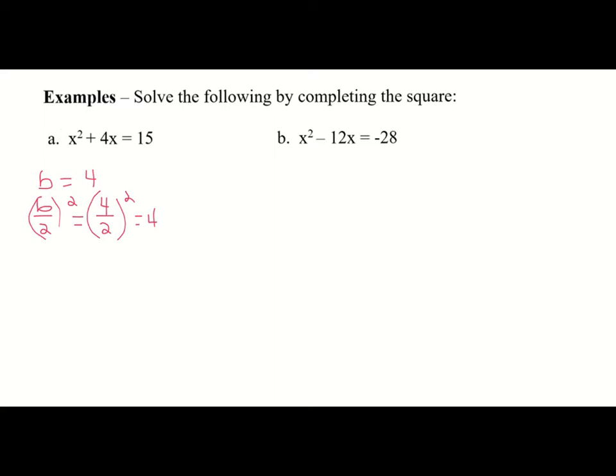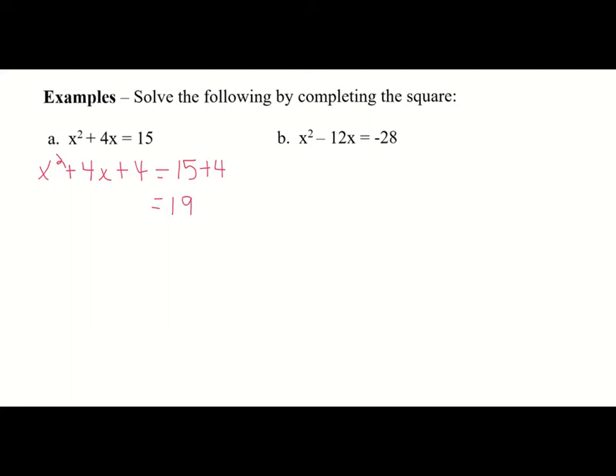And we are going to be adding that, and I'm going to go ahead and erase that, so write it down if you need to. We are going to be adding that to both sides of our equation. So now I have x squared plus 4x plus 4 equals 15 plus 4. So the 15 plus 4 will give me 19. And then x squared plus 4x plus 4 is a perfect square trinomial. The square root of x squared is x. The square root of 4 is 2. So we can factor that to x plus 2 squared.